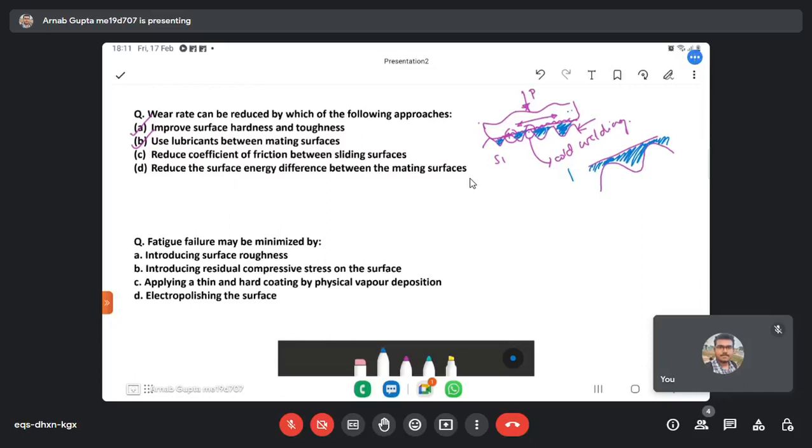some other elements which can like some solid lubricants, molybdenum sulfide. If that is being coated on the surface, then it helps in reducing the coefficient of friction. So that ultimately helps in reducing wear rate.